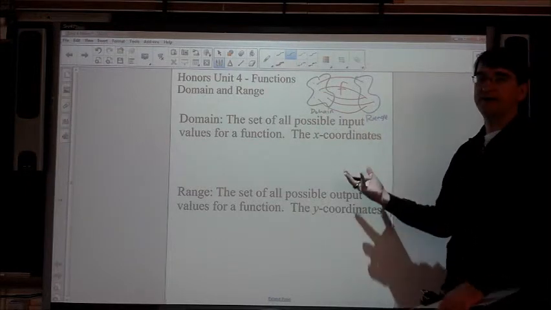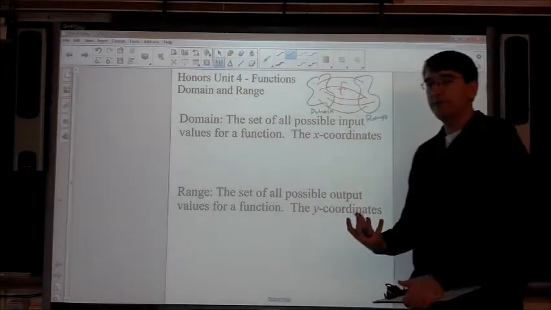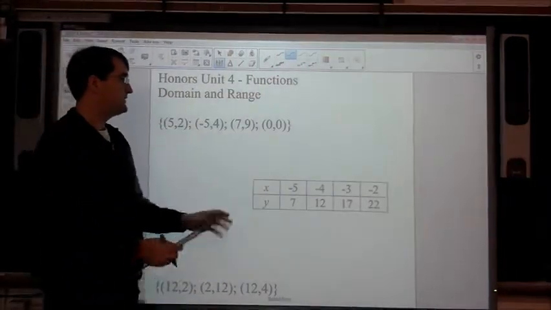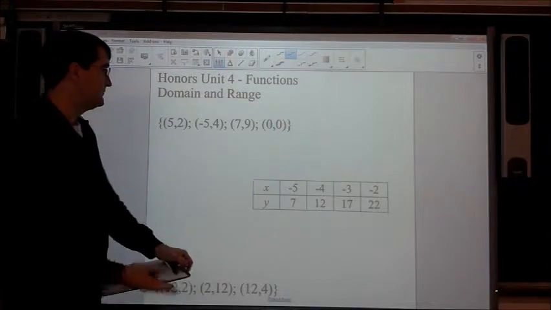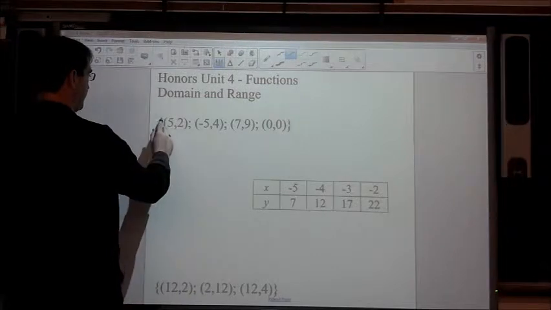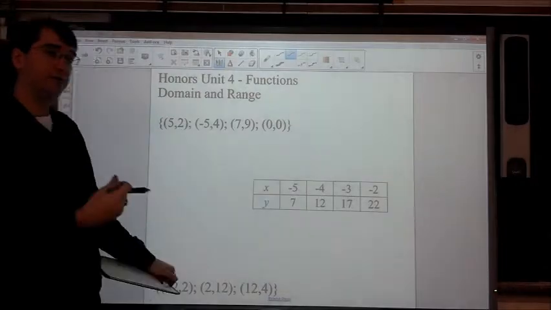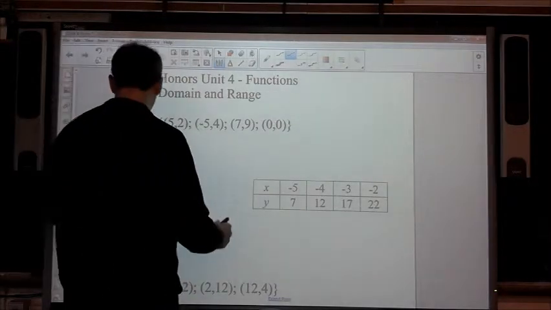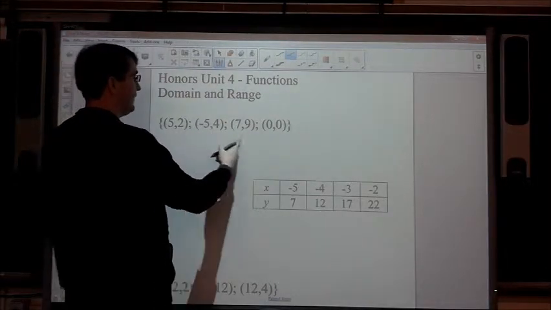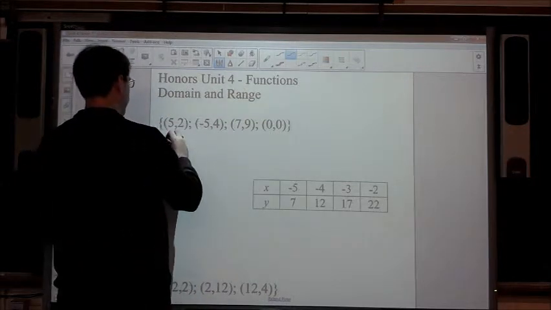So again, the domain is the x values, the range is the y values, x coordinates, y coordinates. This makes it really easy when you're looking at a set of ordered pairs or a table like this to identify what the domain and range are. You just look for the x's and you look for the y's. In this first set, these little curly brackets indicate that these are being grouped. That's called set notation. You'll learn a little bit more about that later on. What this is saying is that I have 4 points: 5, 2; negative 5, 4; 7, 9; and then the origin, 0, 0.